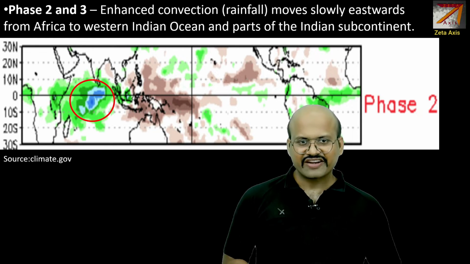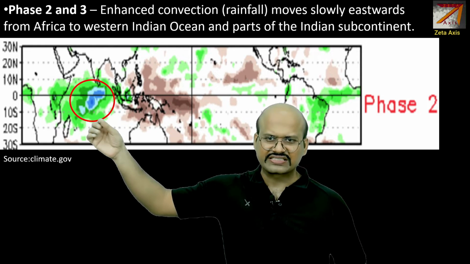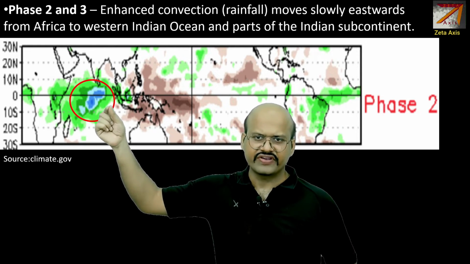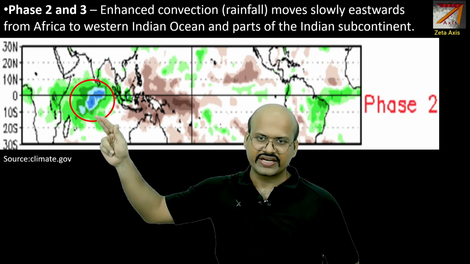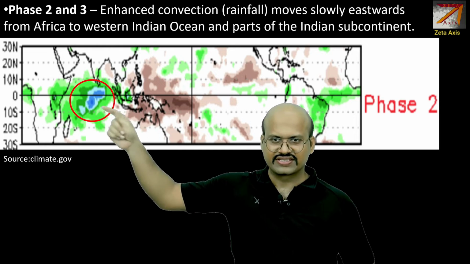Now here is the second phase of MJO, where the MJO is located in the central or slightly west from the center of the Indian Ocean. It is just below our Indian subcontinent. Now here also wind will flow from all directions towards this region.